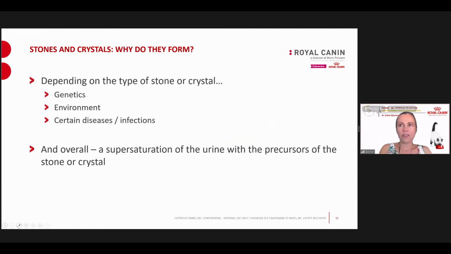So why do these stones and crystals form? It really depends on the stone type or the crystal type. And overall, I'd say that there are three big factors that play a role. It's genetics, the environment, and certain diseases or infections. So for example, in struvite stones, a urinary tract infection can play a very important role. And overall, these genetics, the environment, and these diseases or infections cause a supersaturation of the urine with the precursor of the particular stone and crystal that we're talking about.